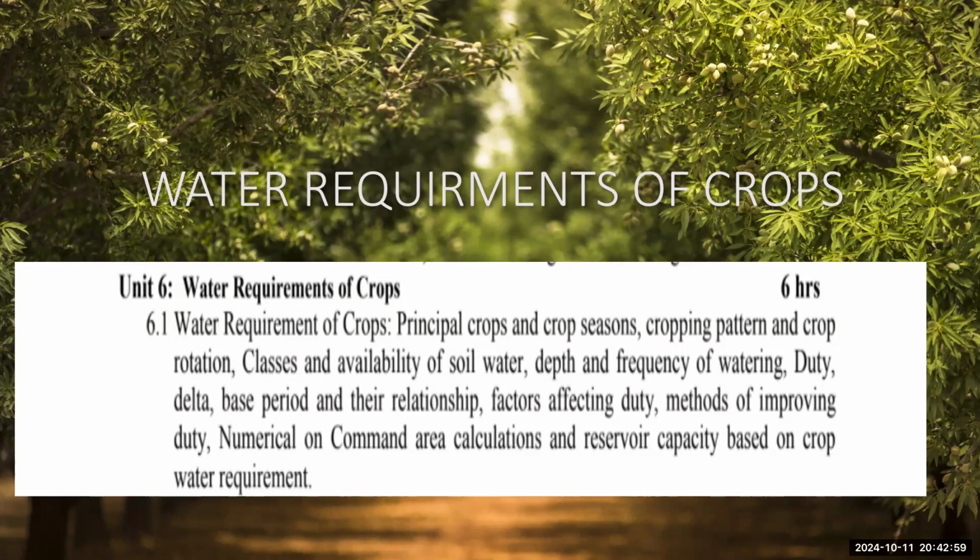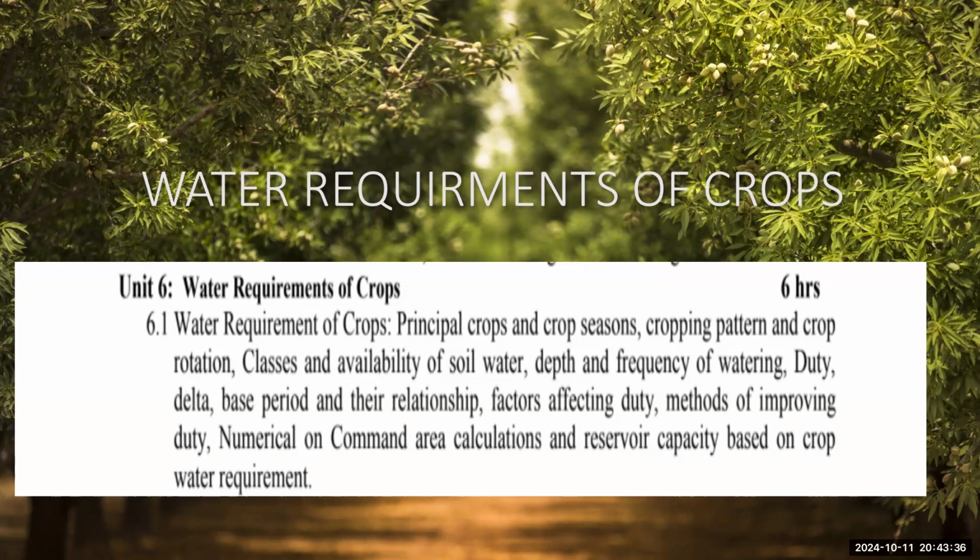Okay, this is our last chapter from the syllabus. Water requirement of crops, unit number 6. So this is the syllabus for the water requirement of crops. In that, the first point is the principal crops and crop season. We are going to discuss which principal crops are taken in India and which are the crop seasons in India. What is the cropping pattern in India, and what about crop rotation? What is crop rotation? That point we are going to discuss.